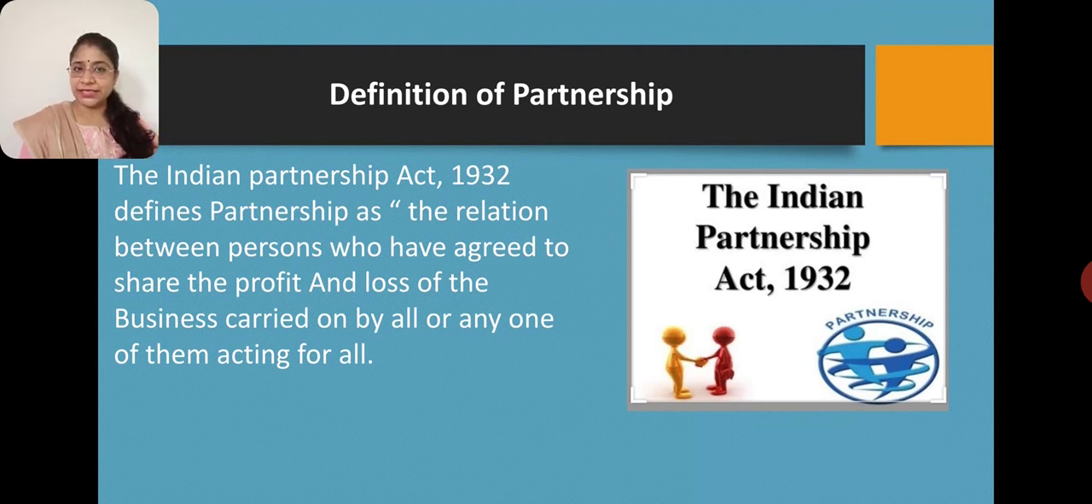The Indian Partnership Act 1932 defines partnership as the relationship between the persons who have agreed to share the profit and loss of the business, which is carried on by all or any one of them acting for all. That means all the partners are working day and night for the business, or any one of them is working on behalf of all of them. So it is clear, the definition itself tells you all the partners have to start and run the business by mutual consent.